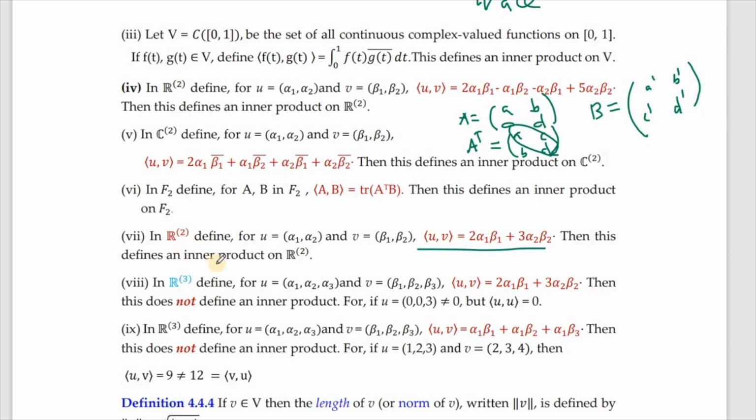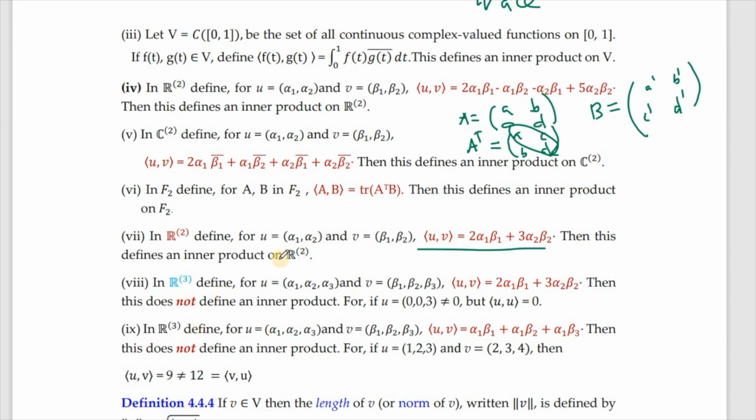It will satisfy all the 3 axioms. So under this inner product also, our R2 becomes an inner product space. And in R3, now we are going to have examples where when you change either your inner product or your vector space, you need not have that to be an inner product.